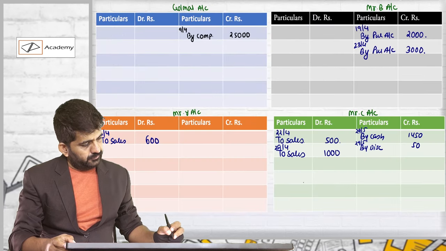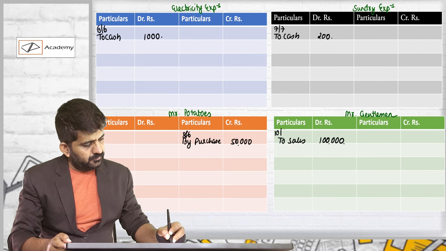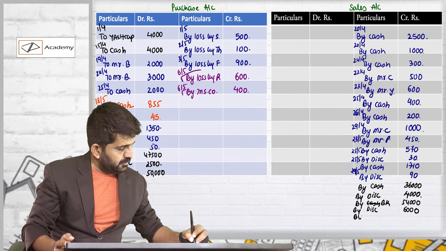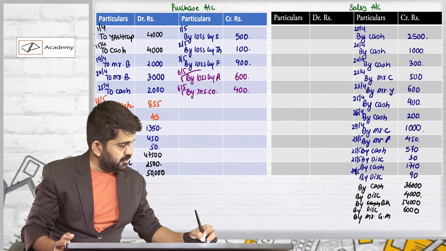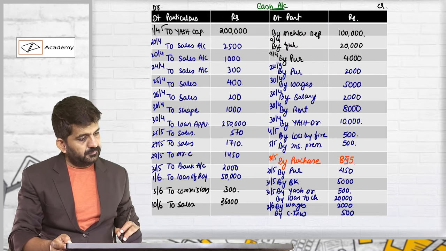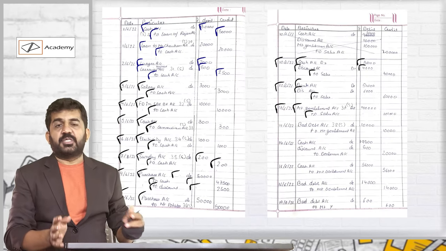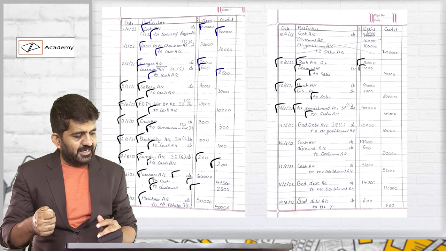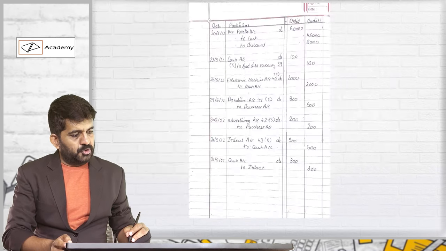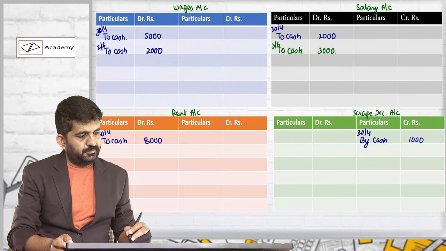10th June. And sales account credit side by Mr. Gentleman 1 lakh rupees. So I have done this, Mr. Gentleman to sales. Bad debt account debit to Mr. Gentleman 10,000 rupees. Date is 11th June.